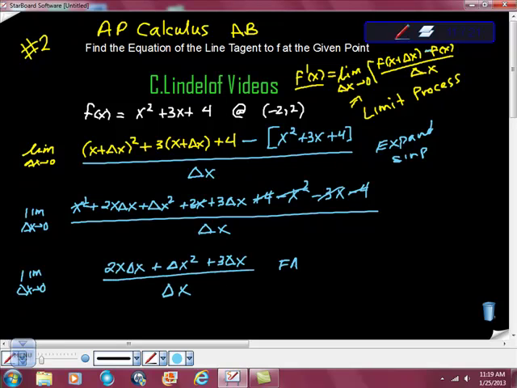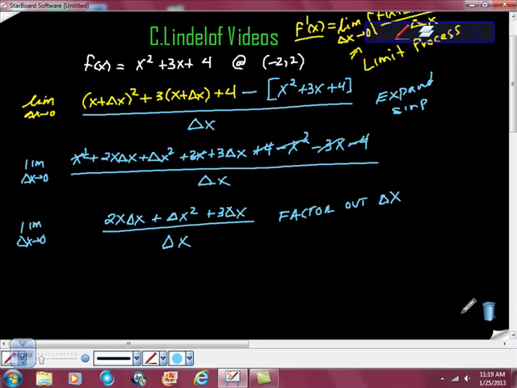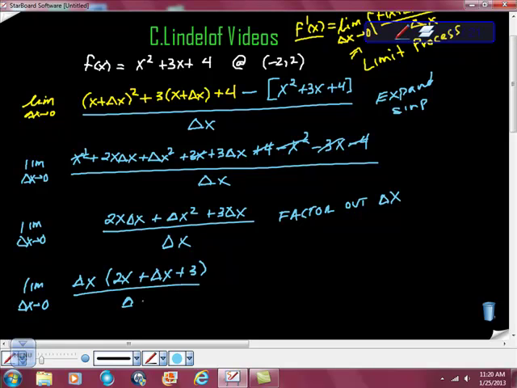I'm going to go ahead and factor out change in x. We want to factor out a change in x because we want to cancel this one at the bottom so we can go ahead and take this limit. So as I factor that out, sorry, but we do have to write this again. Factor out a change of x, and we get change of x times 2x plus change of x plus 3 all over change of x. And hopefully now you can see these two things cancel. So this is now the limit as the change in x approaches 0 of 2x plus change of x plus 3.